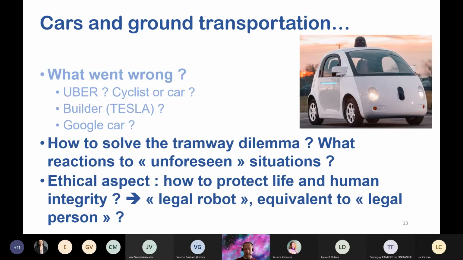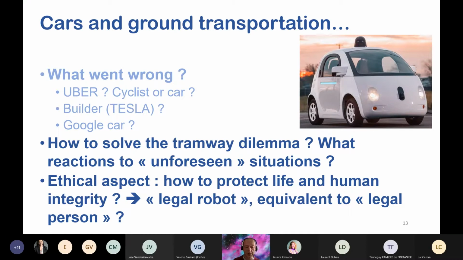Here appears also an ethical aspect through these situations. How to protect life and human integrity? Who is responsible? The driver or pilot? The system builder? The system owner, such as Uber or Tesla? The AI designer? The cyclist, in the case of the Uber car?